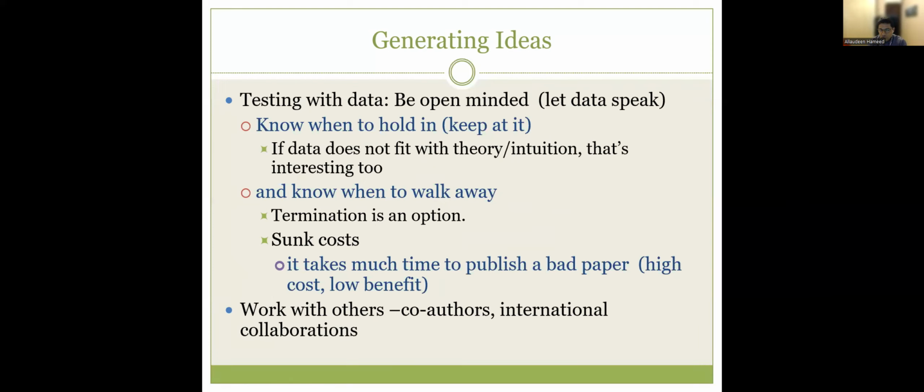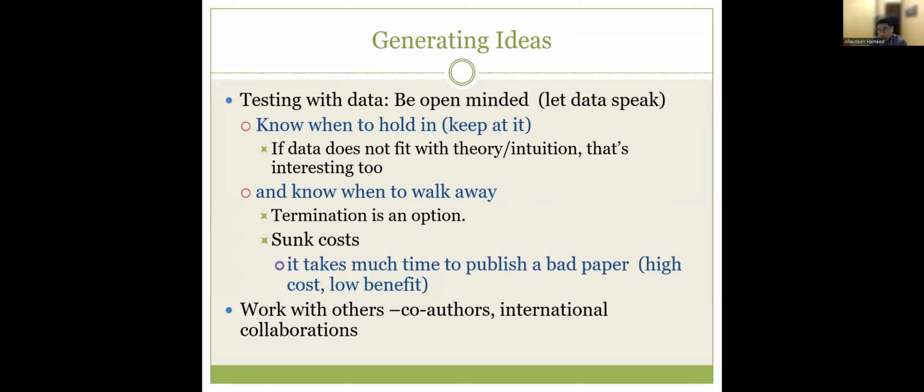That means you need to know if the data does not fit the theory, does not fit the intuition. Does that mean that that's the end of the research, or maybe that leads to some turning around of what you already know as the conventional wisdom, right? So when your results do not fit what you had expected, that could be interesting too. And of course, you also need to know when to walk away.